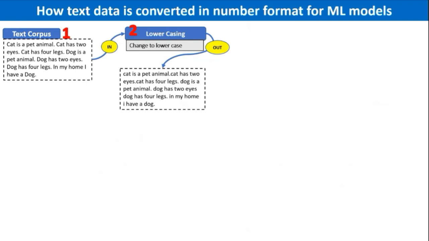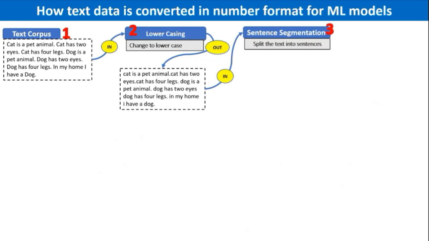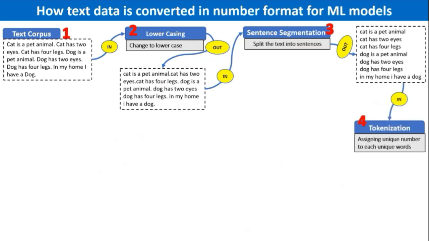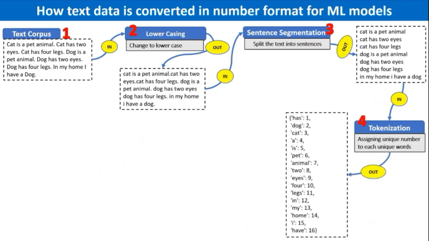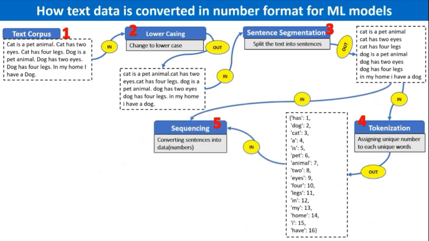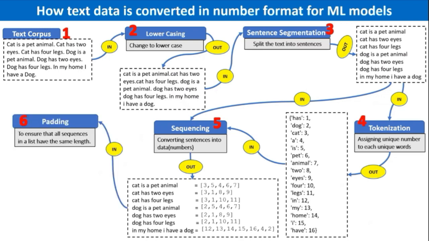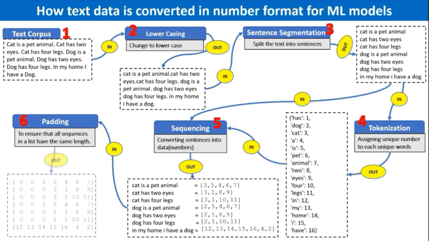Following this, we perform sentence segmentation, breaking down the corpus into individual sentences. Subsequently, tokenization is applied, treating each word as a token. Each unique word receives a distinct numerical identifier like this. Using these tokens, sequencing creates the vector representation of each sentence. Finally, the padding ensures a uniform sequence length by adding zeros at the beginning.